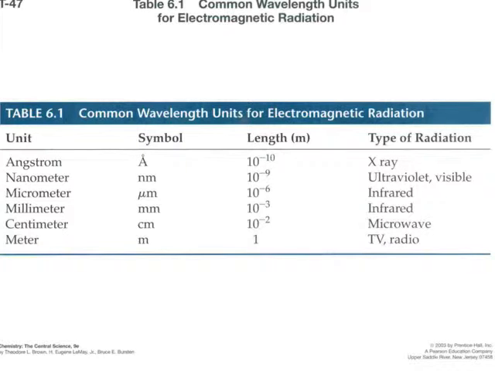Now this shows you some of the conversion factors which we often need for solving problems. One angstrom is 10 to the negative 10 meter, and the type of radiation would be X-ray. Then nanometer, 10 to the negative 9. Ultraviolet and visible have those kinds of wavelengths. Then micrometer, 10 to the negative 6, for infrared. Millimeter, again infrared, so you can see wide variation in infrared. Centimeter would be 10 to the negative 2 meter, and that's microwave. And TV and radio waves are the longest ones.